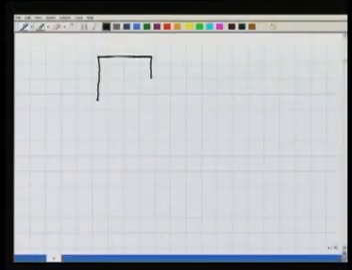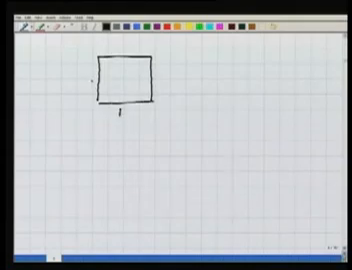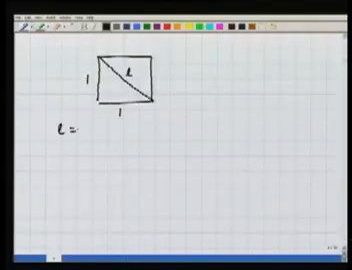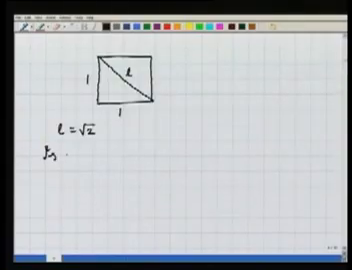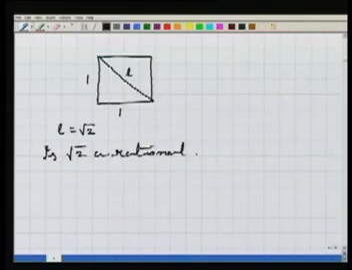What we do is, let us take a square. So this is a square with sides equal to 1. And then let us look at this diagonal. What is the length of this diagonal? If I apply Pythagoras theorem, what comes out is that this diagonal, if I call it L, then L is actually √2. This is very well known to us. Now the question we ask is: is √2 a rational number? Let us see whether √2 is a rational number or not.